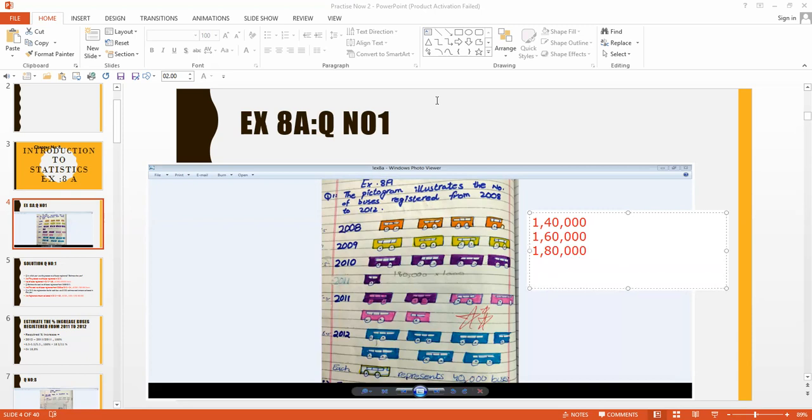Now we have to come to 2011. How many complete buses are there? 1, 2, 3, 4, 5 complete. 4 are 1,60,000. When we multiply, because one bus shows 40, when you multiply 40 with 5, it becomes 2 lakh, and this one is the half. So this means 220,000, or you can say it is equal to 2,20,000. Clear?